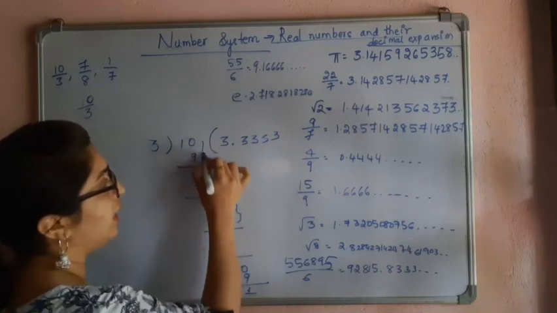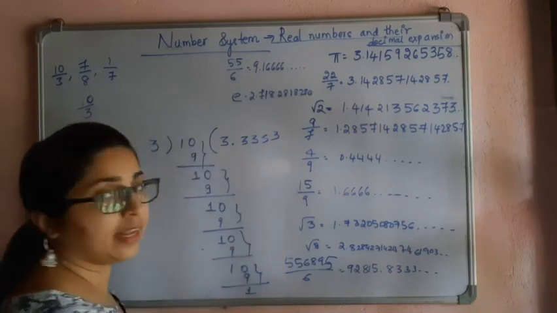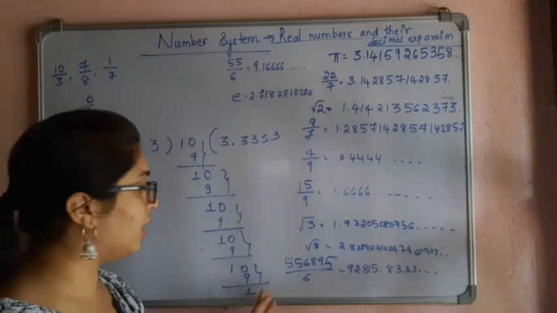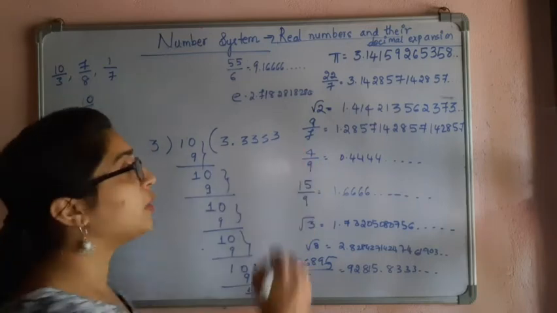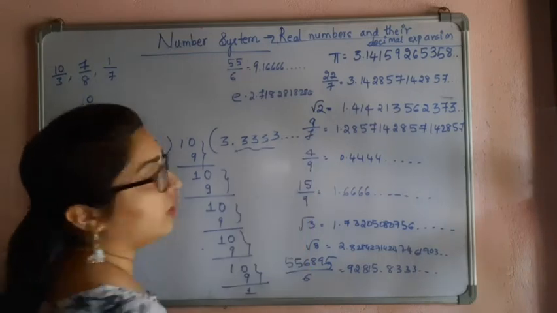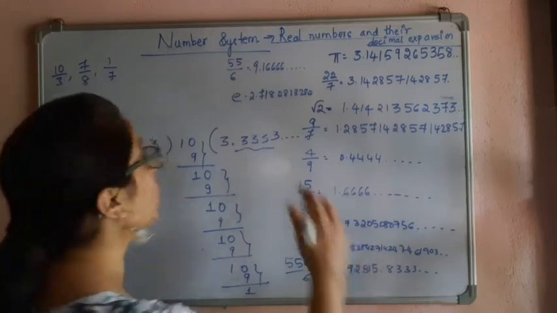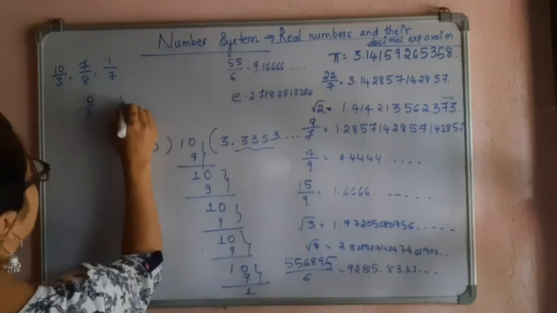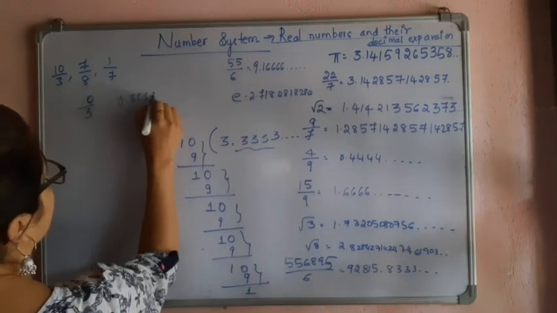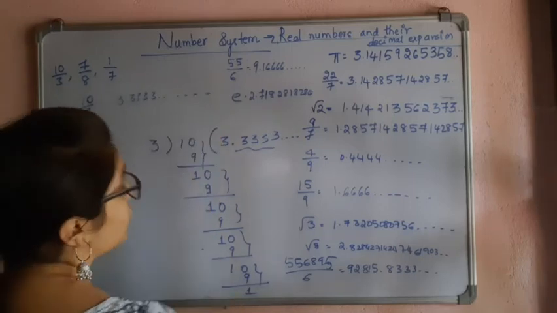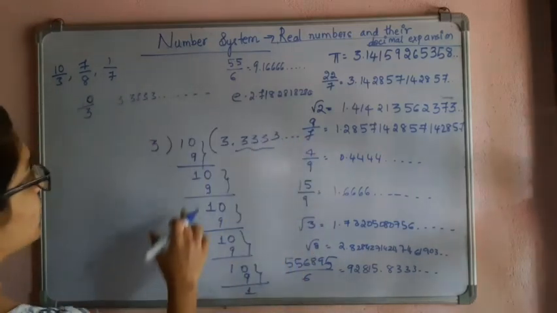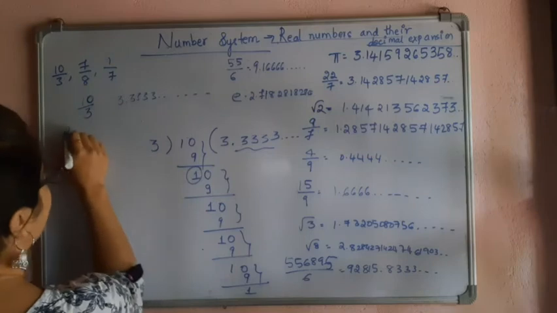You can see 10, 9, 10, 9, 10, 9. Once again if I take 3 like 0, then again it will be this one. So what happens? This goes on. 3.3333, it goes on. So in this fraction, we can see that first remainder is 1.